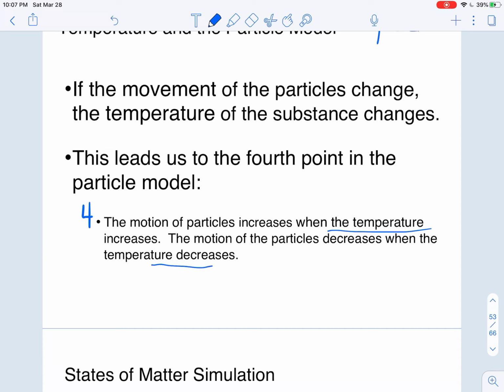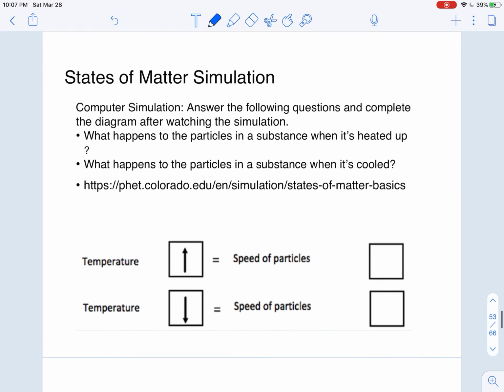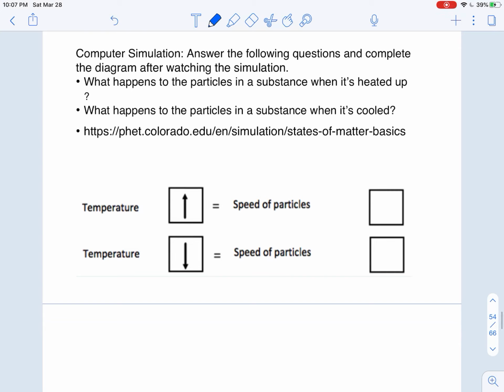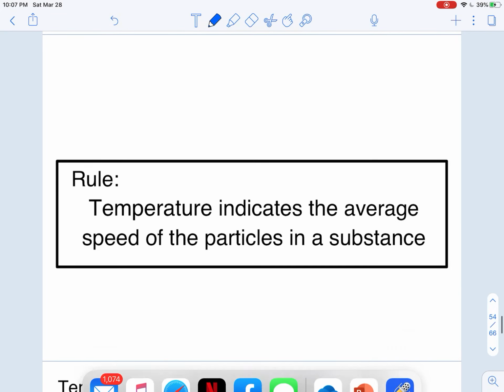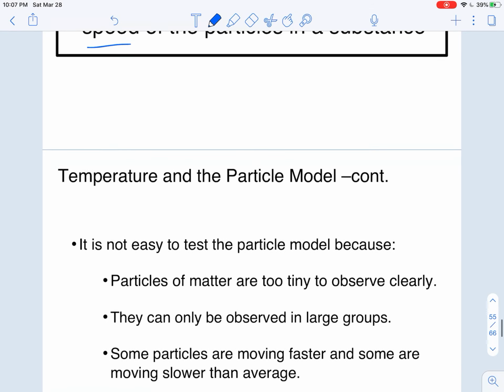So if you cool it down, temperature goes down, the particles will slow down. So we have temperature going up, then you know that the speed of the particles goes up. When the temperature goes down, the speed of the particles goes down. And the rule here is that temperature is pretty much the average speed of those particles.